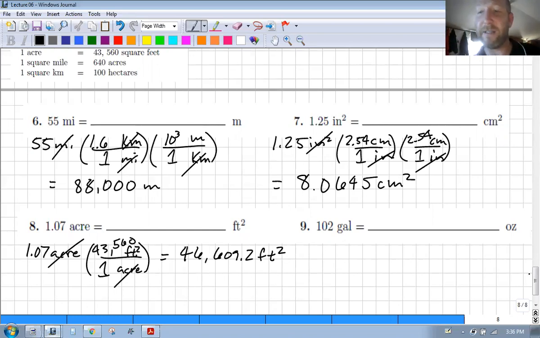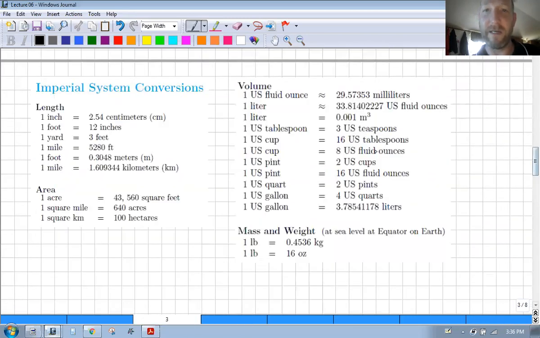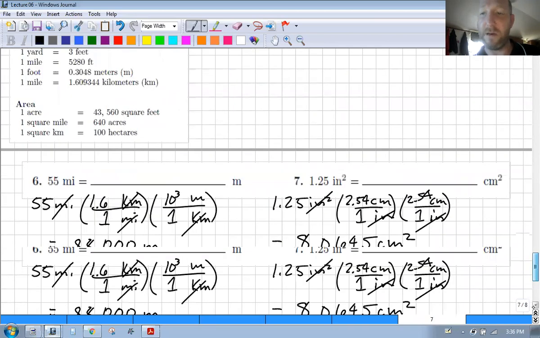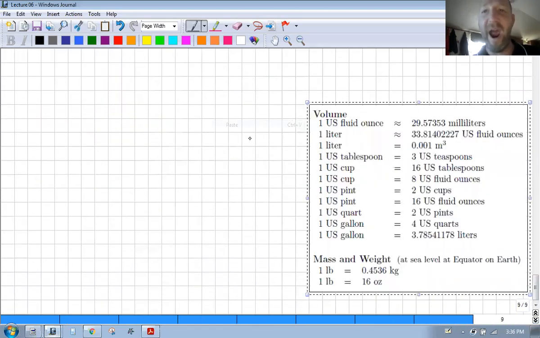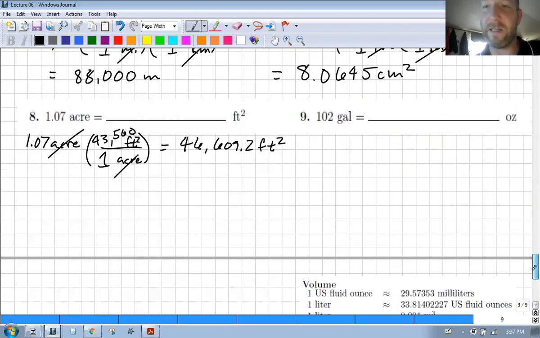All right, number 9, gallons to ounces. Let's grab this guy. What can we do here? Gallons to ounces. There's gallons to liters, gallons to quarts, gallons to ounces. Well, let's look over here at ounces. We can go ounces to liters, and then liters to gallons. That's one way to do it. Right, trying to get gallons to ounces.